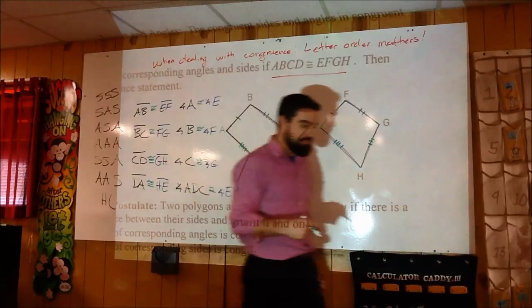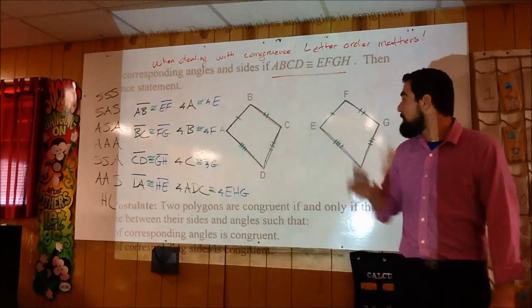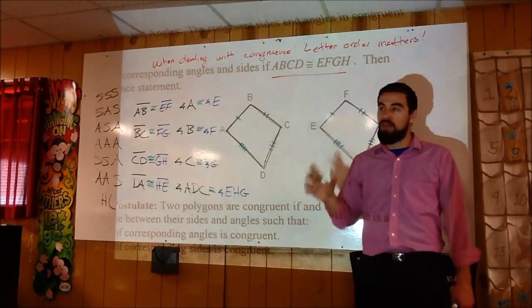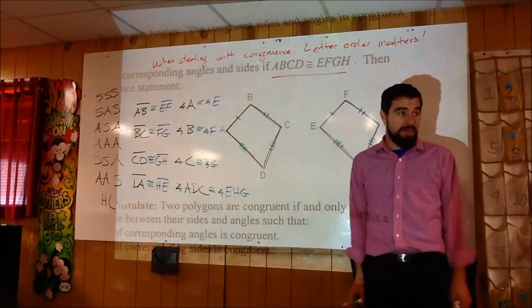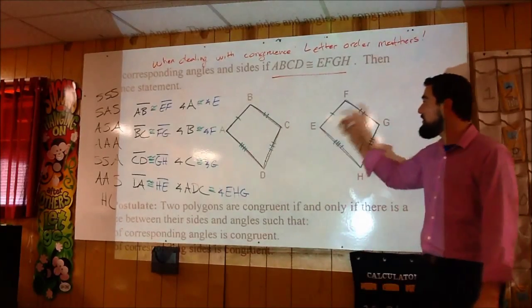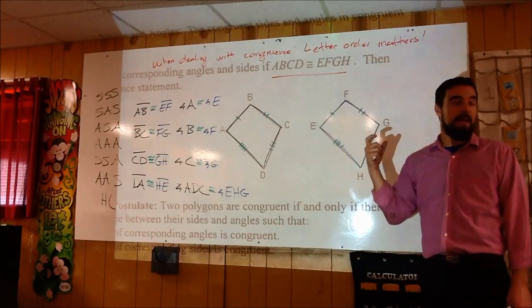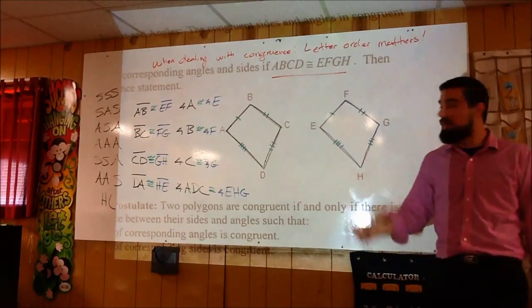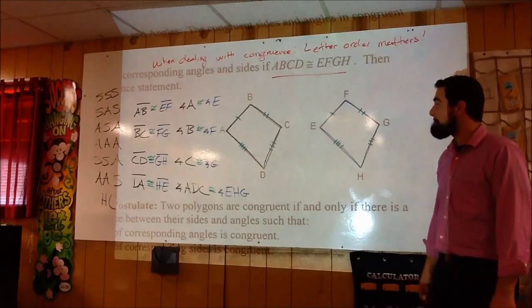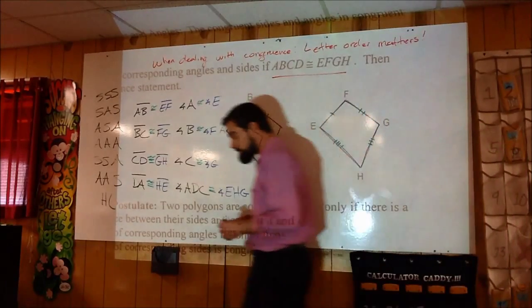I can't put one mark of congruency on all those segments because I don't know if they're all congruent to one another. I have to clearly show the different corresponding pairs of parts. Now let's do the angles.